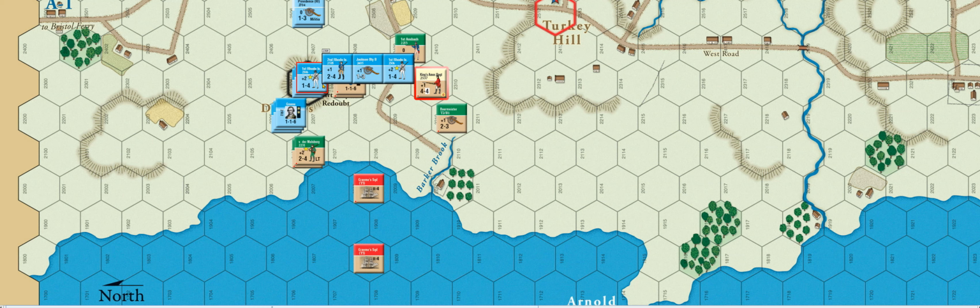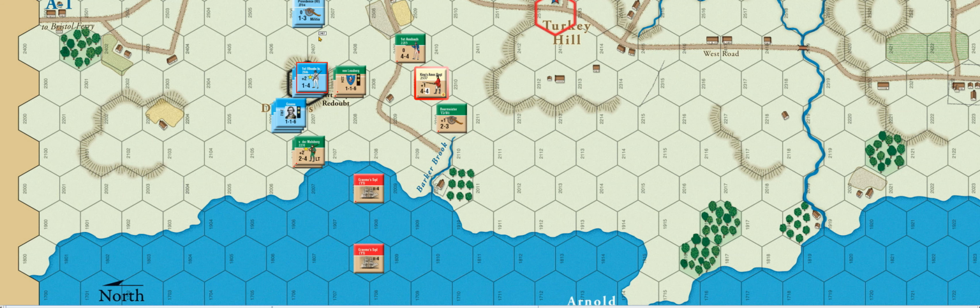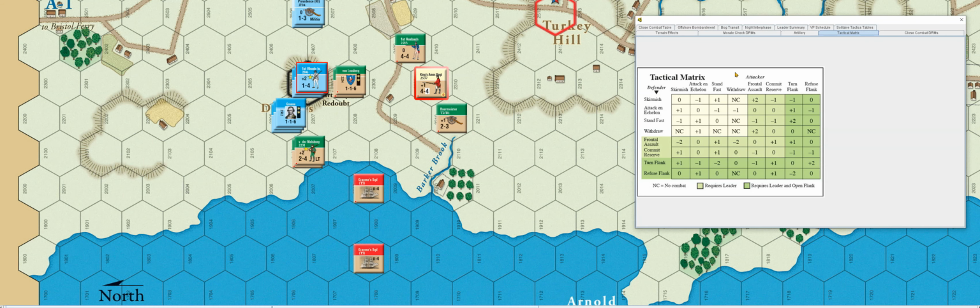So our unit morales are even, but I'm attacking upslope, that's -1. I'm attacking into a redoubt, that's another -1. So right now, it's a 3-2 attack, -2. I have a leader stacked with the attack, von Lossberg. He has a command rating of 1 for combat. That offsets one of those negative modifiers. So now our net is only -1.